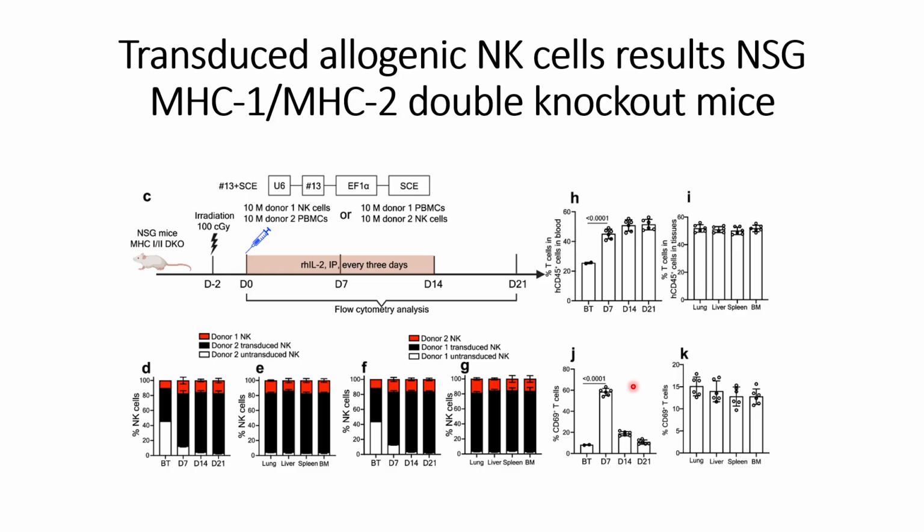So this is what they have shown: that the optimized transduced allogenic NK cells can evade the host immune cell response and perform better compared to the untransduced allogenic NK cells. This is what they have proved from the in vivo studies.